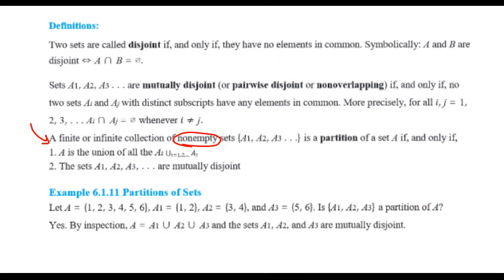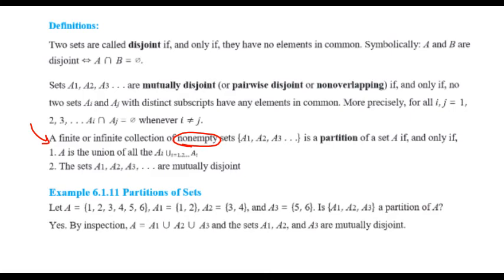Okay, so in order to get a better understanding of this definition, we are going to solve an example of the book, example 6.1.11, which is about the partitions of sets. Let A be a set including the first six positive integers, the integers 1, 2, 3, 4, 5, and 6. And we define three more sets. We say A sub 1 is a set including 1 and 2, A sub 2 is a set including 3 and 4, and A3 is a set including 5 and 6. Now the question is, the set including A1, A2, and A3, is this set a partition of A or not?